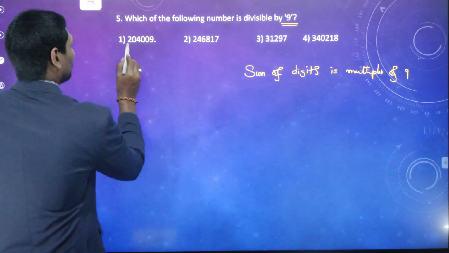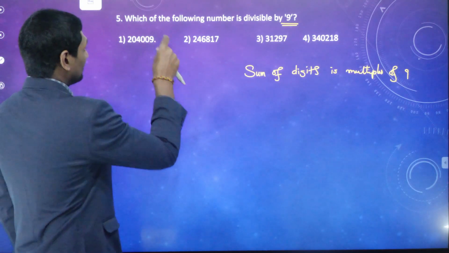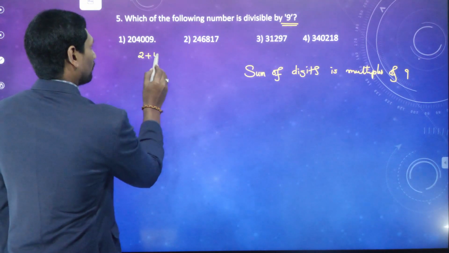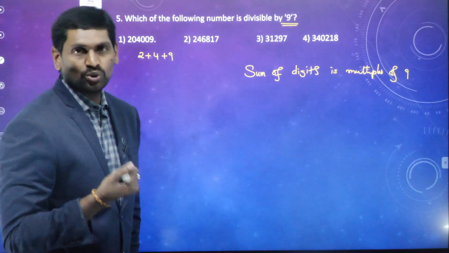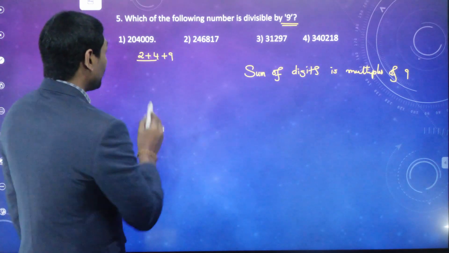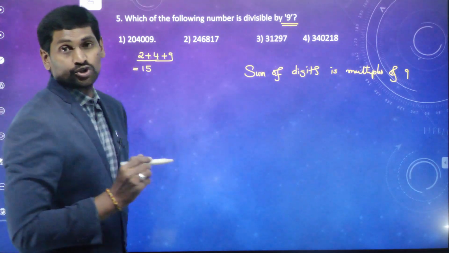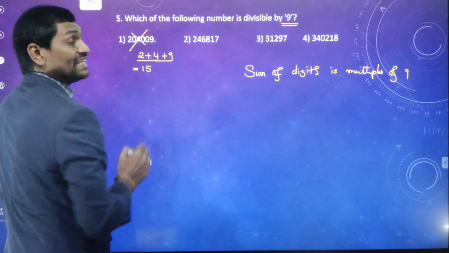First option. I have zeros here, so I can use only the digits which have a value, nothing but 2 plus 4 plus 9, because if you add 0 to 2, again 2 only will come. So 2 plus 4 is 6, 6 plus 9 is 15. The sum of the digits is 15, but 15 is not a multiple of 9, therefore the first option is incorrect.